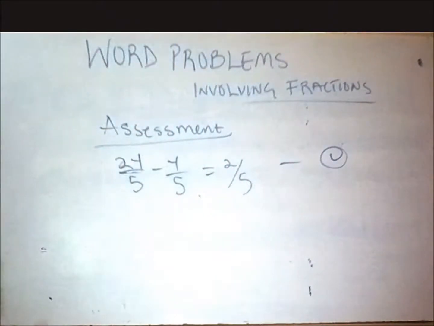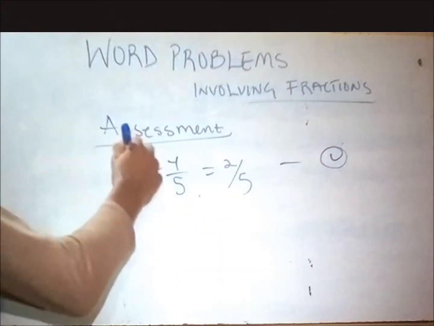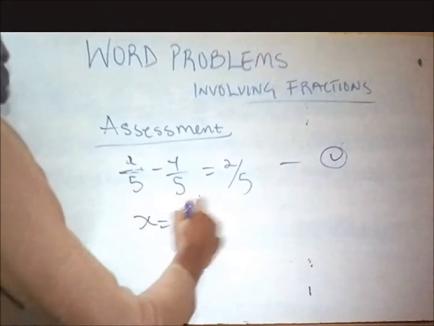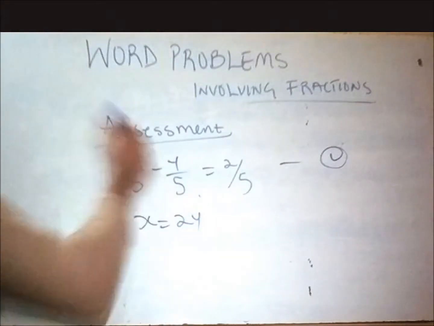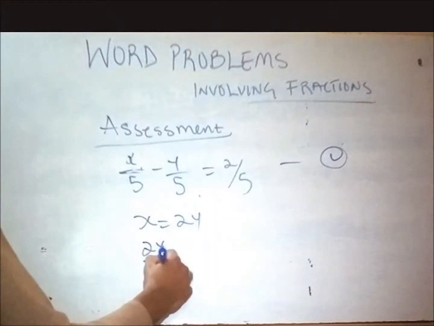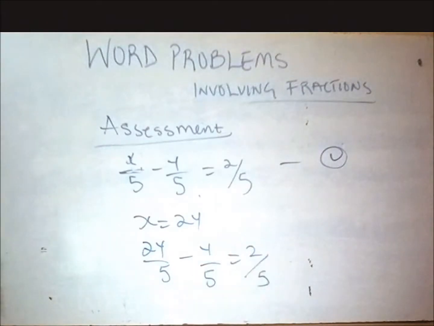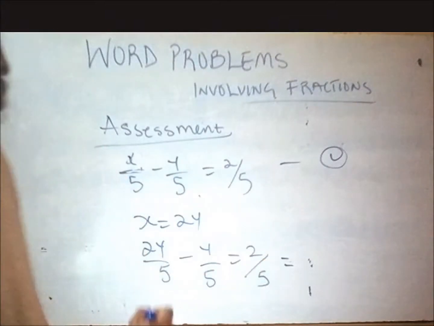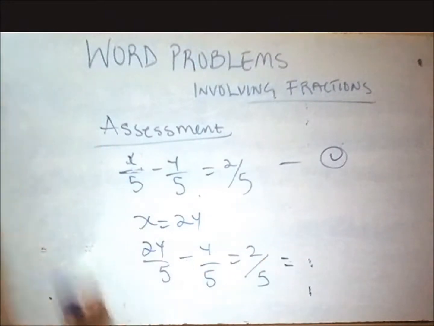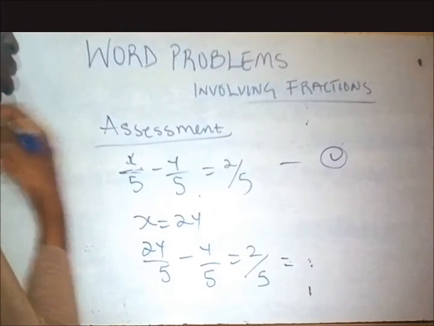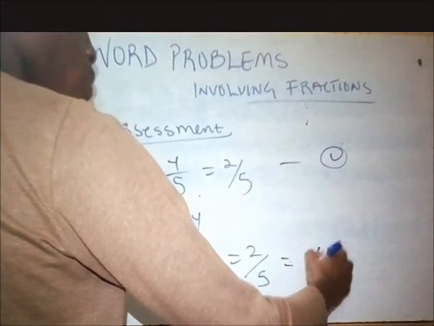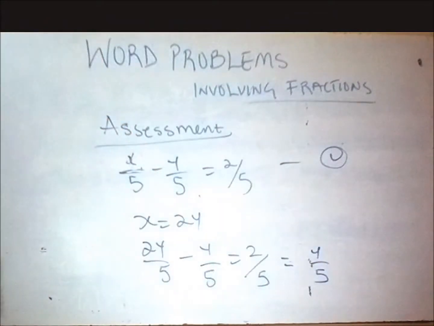So note that we had x equals 2y. So if I put x in equation 1, we'll have 2y over 5 minus y over 5 equals 2 over 5. So now it's easy for us to find y. And this will be giving us 2y over 5 minus y over 5 is actually y over 5, because this has the same denominator, so no need to find the LCM.